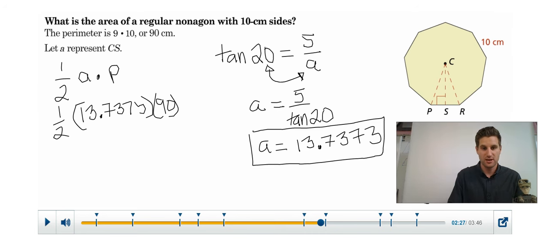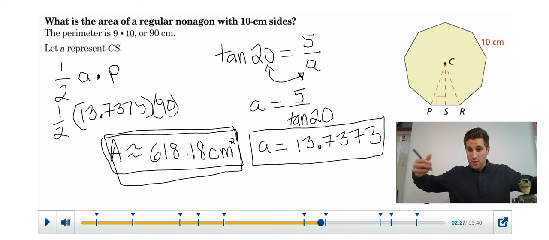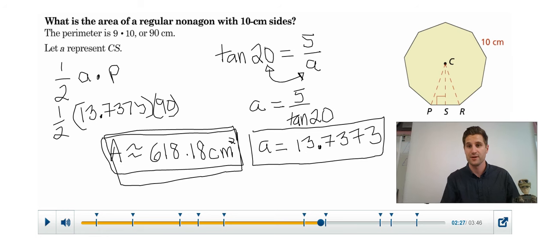Okay, and we should get roughly the area is about 618.18. We'll round that to the nearest tenth, and that's going to be square centimeters. Okay, and that's our final answer. Alright, boom, let's do another.